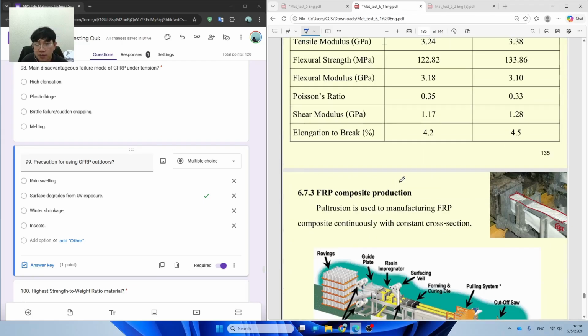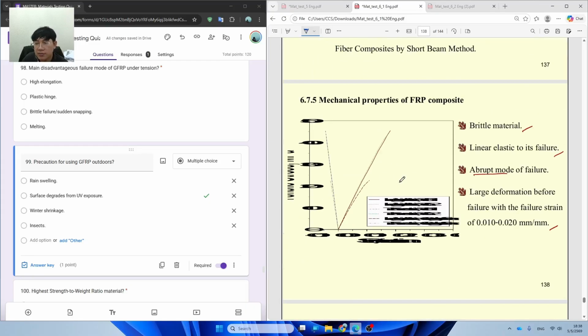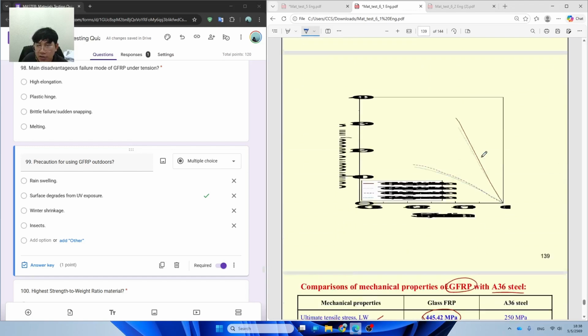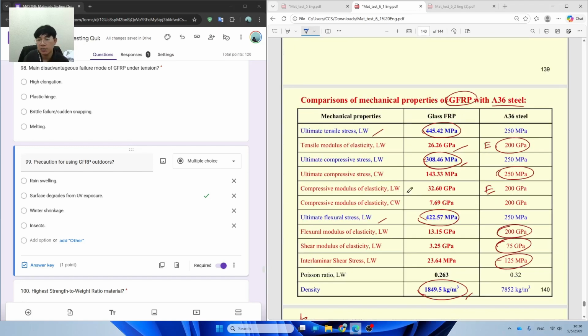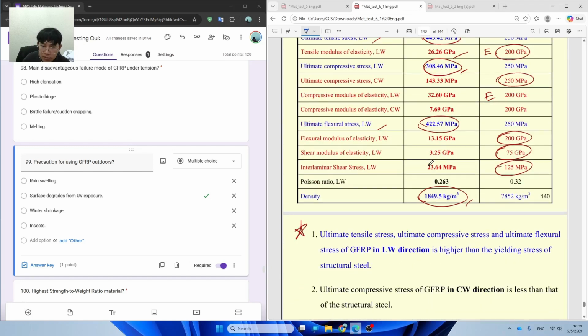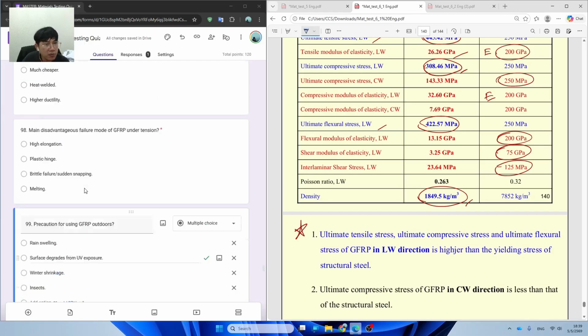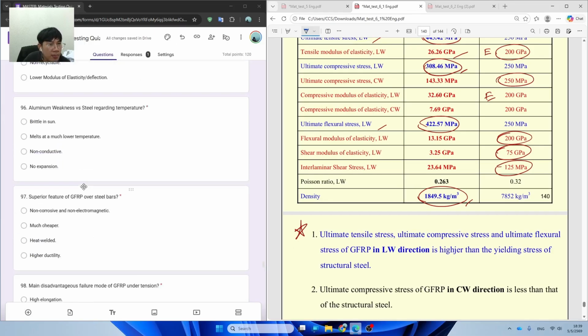This is its material, and this is some standard. It's a brittle material, with linear elastic behavior, and an abrupt mode of failure, immediately failing. Yeah. And this is the comparison table. Okay, then let's move on to the questions.